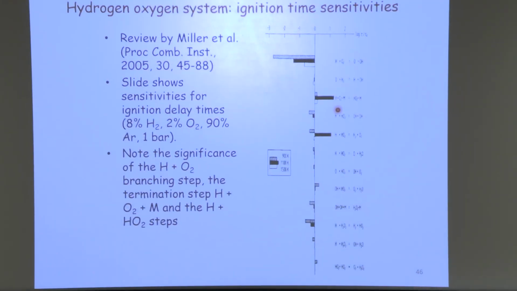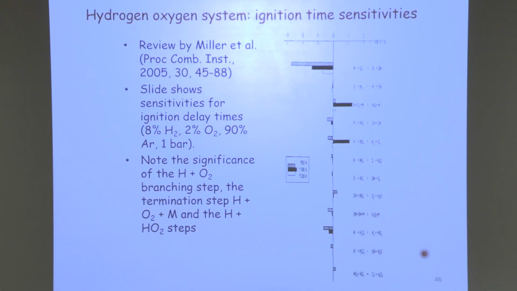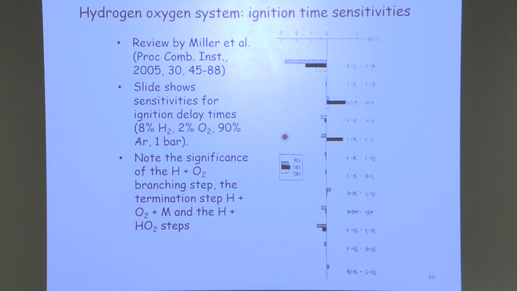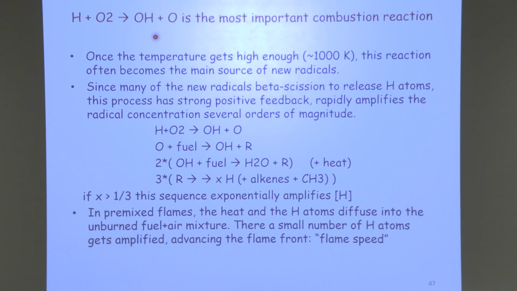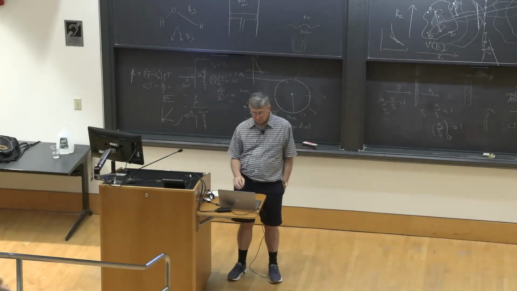And people have figured out what controls the ignition times for hydrogen and oxygen. There's all these different possible reactions, but there's just a few that matter. Slightly different ones matter at each temperature and each pressure. And this reaction is the most important. As I said before, H plus O2 to OH plus O is the main chain branching reaction. It amplifies the number of radicals and therefore makes the whole system way more reactive.